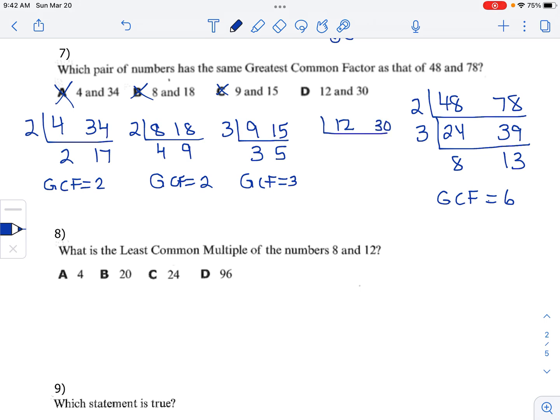12 and 30 are both divisible by 6. 12 divided by 6 is 2. 30 divided by 6 is 5. We can't go any further. Our GCF is 6. So it's choice D.